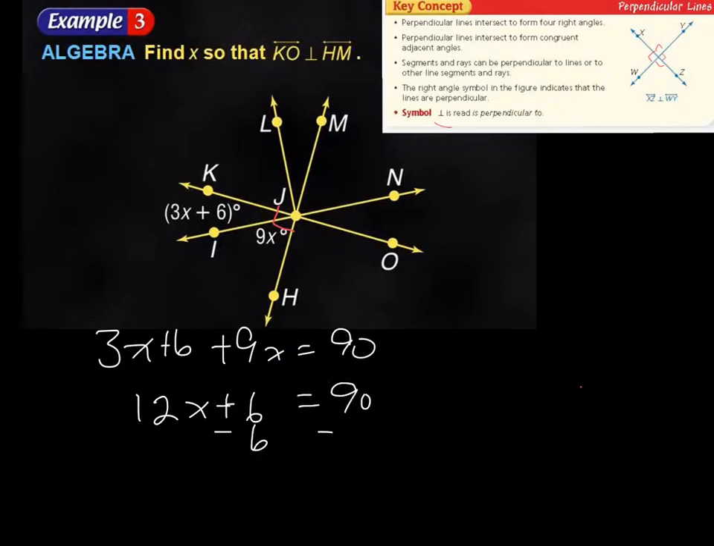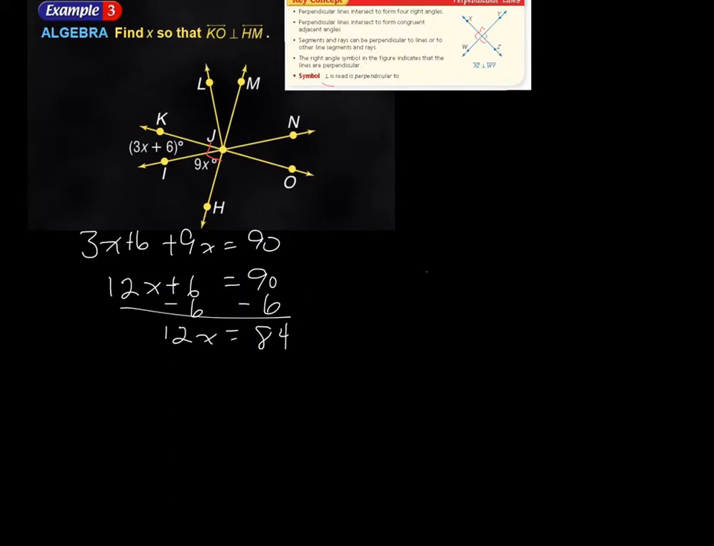Subtract 6 from both sides of the equation. And divide both sides by 12. So x equals 7. Now to check, we could come back and substitute that 7 in.